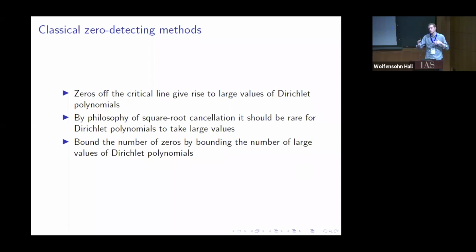But if you believe in some sort of philosophy of square root cancellation, then a Dirichlet polynomial should not have large values. They should have square root cancellation. They should sort of be small all the time. So a Dirichlet polynomial shouldn't have large values, or if it does have large values, this should happen only rarely. There would be some sort of conspiracy that would have to happen. So I could bound the number of zeros off of the critical line by counting how often a Dirichlet polynomial could take large values. And this is how this goes, through large values of Dirichlet polynomials.